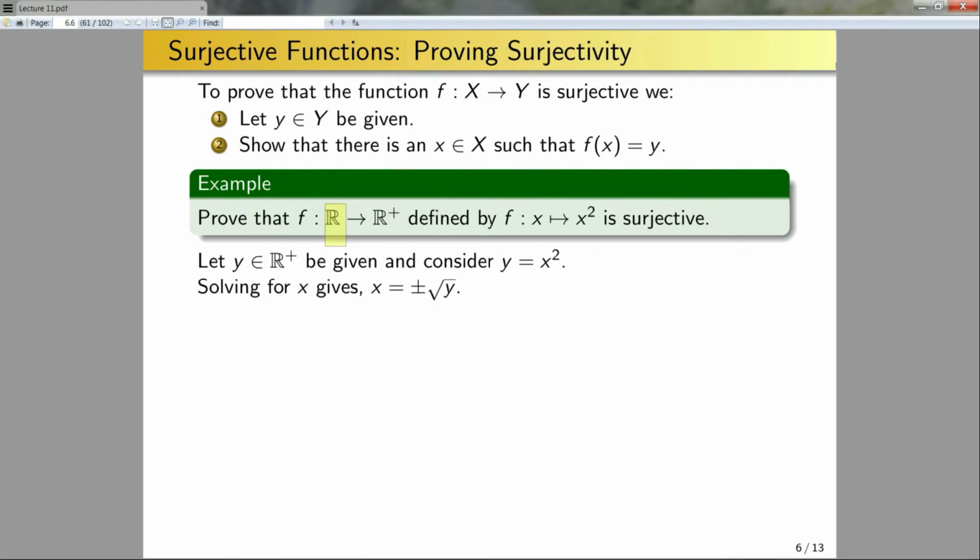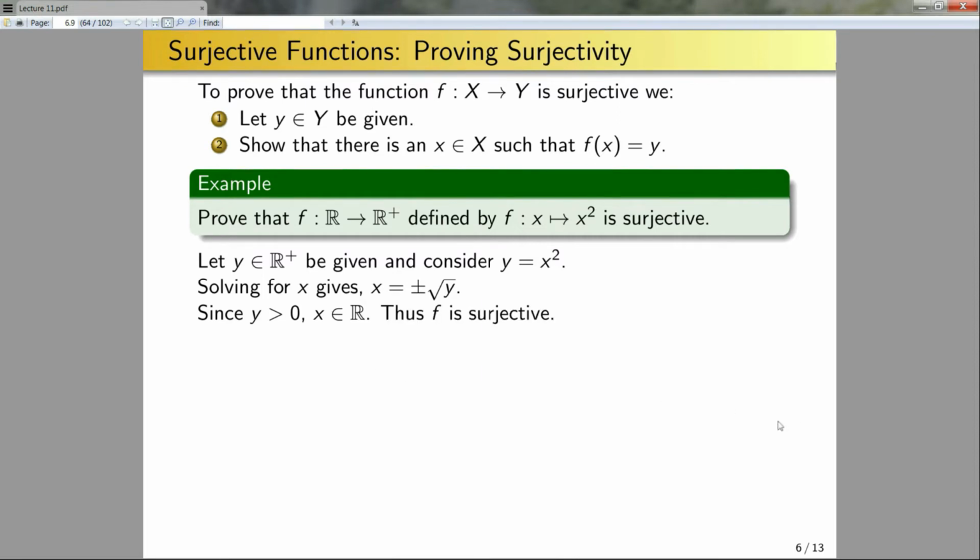Well, to do that, I need to know some information about y. In particular, if y was a negative number, then x would be imaginary, so this would not be a surjective function. Well, since y is greater than 0, I know x is going to be a real number. Therefore, f is surjective in this case.